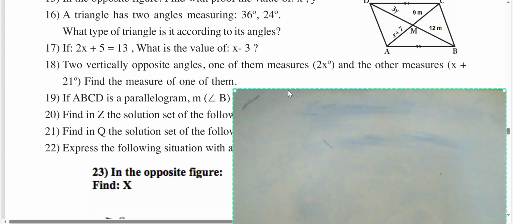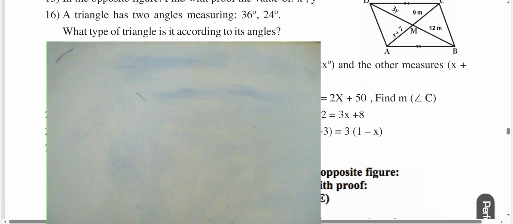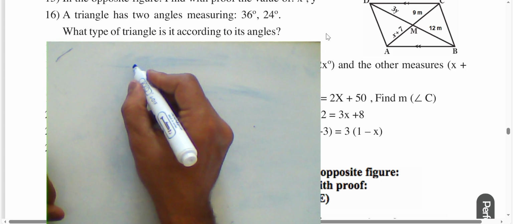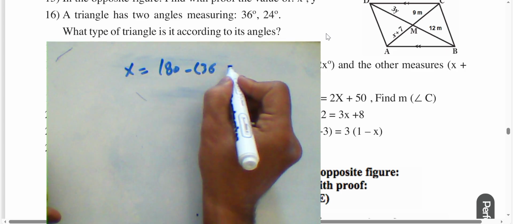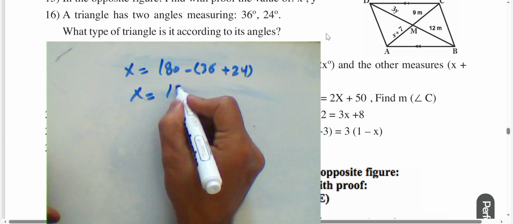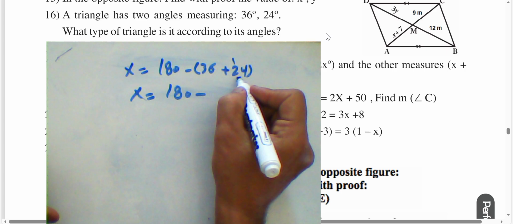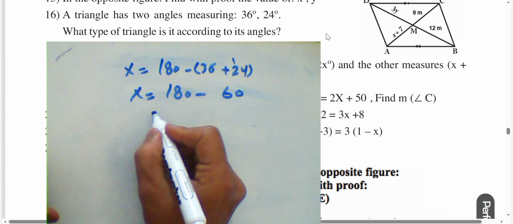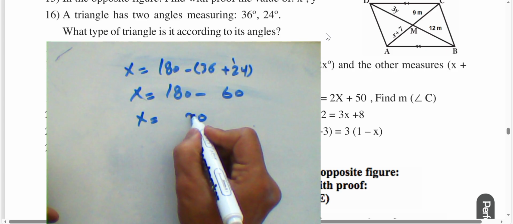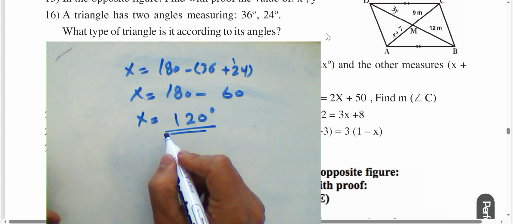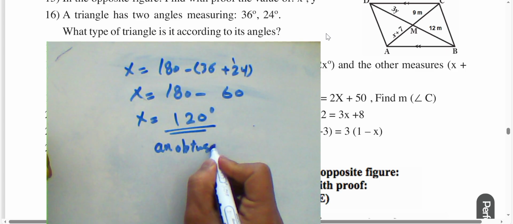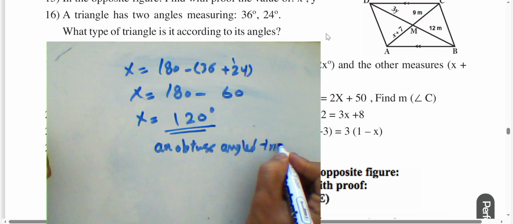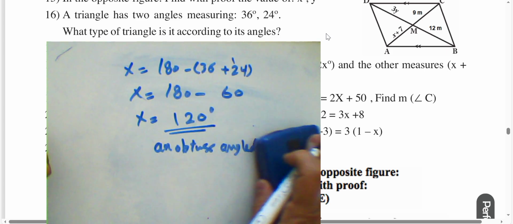Next question, number 16. A triangle has two angles, 36 and 24. What is the type of the triangle? First step, we can find the measure of the third angle of this triangle, x refers to the third angle. Write 180 subtract the sum of 36 and 24. Then x equals 180 subtract 60. The result will be 120 degrees. Okay, then this triangle will be an obtuse angle triangle.